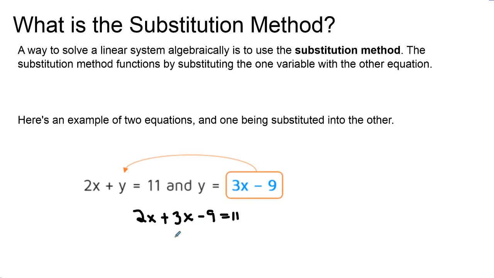When I do so, 2x and 3x gives me 5x. So 5x minus 9 equals 11. That's an easy enough equation to solve. Before, I had two separate equations and no way to really solve them. But once I use substitution, now I'm allowed to solve this single variable equation for x. Using that value of x, I can then go back and find the value of y. And that's the substitution method.